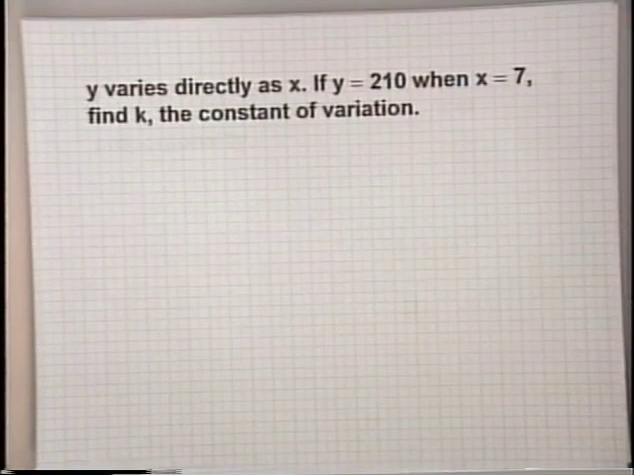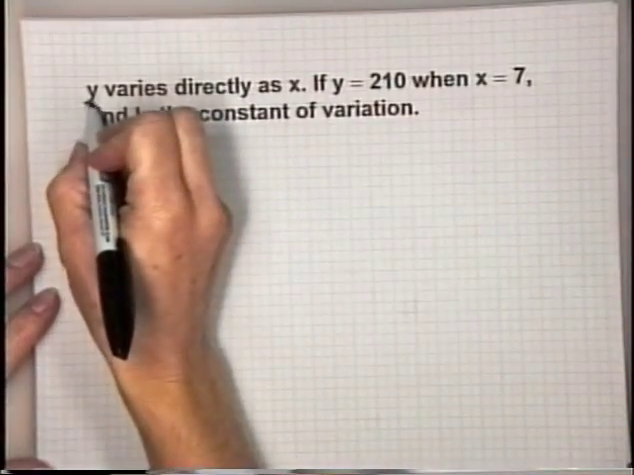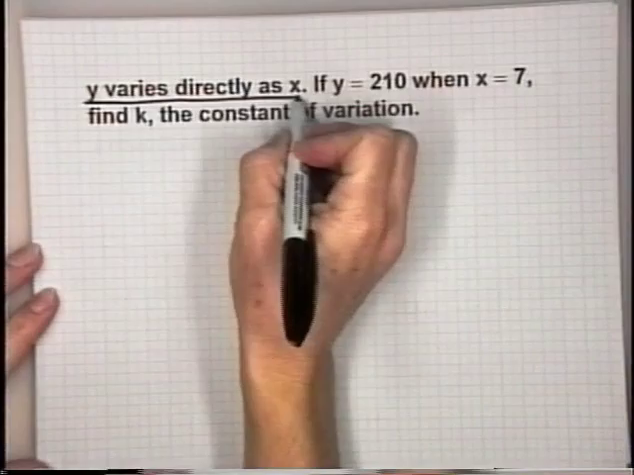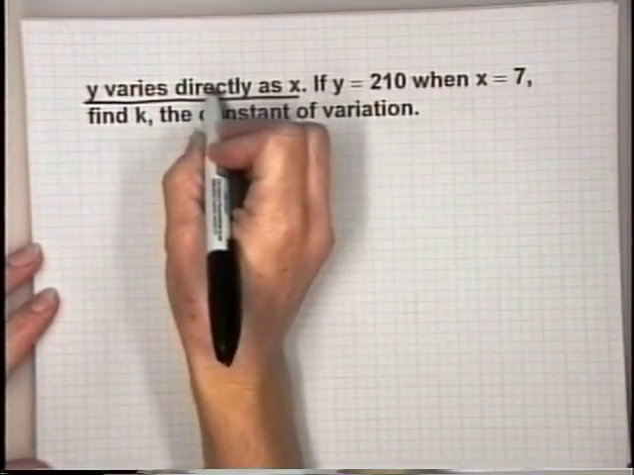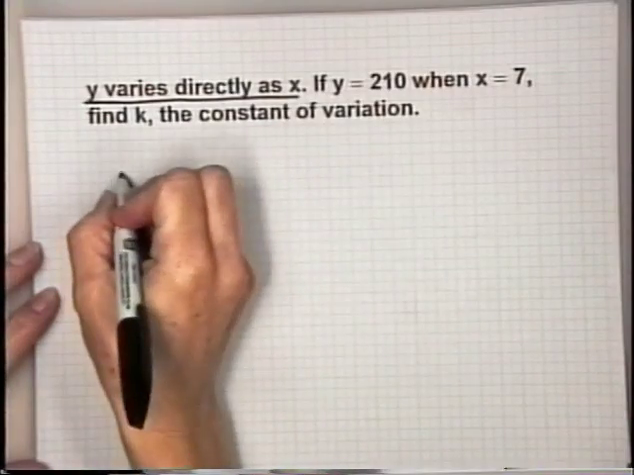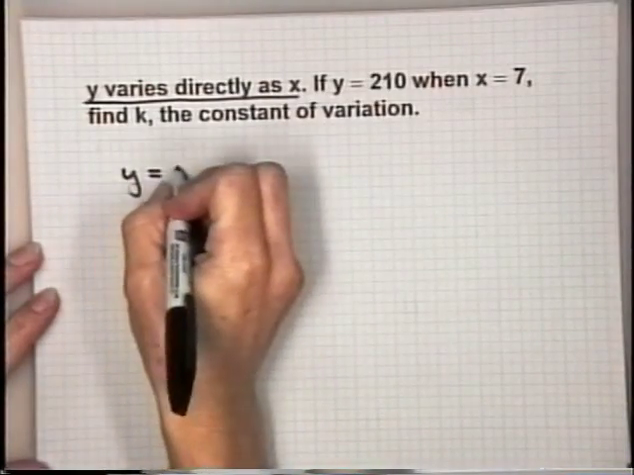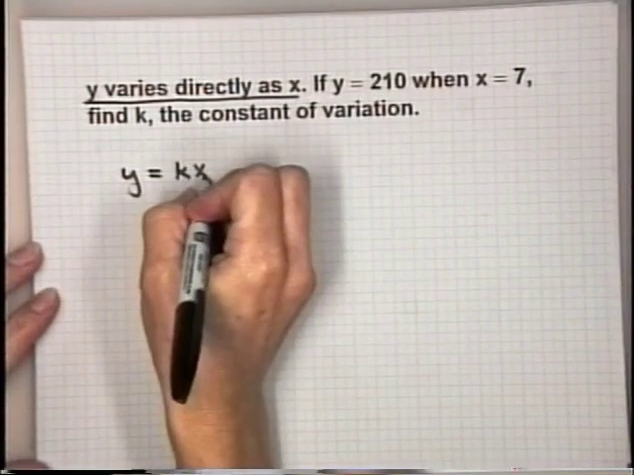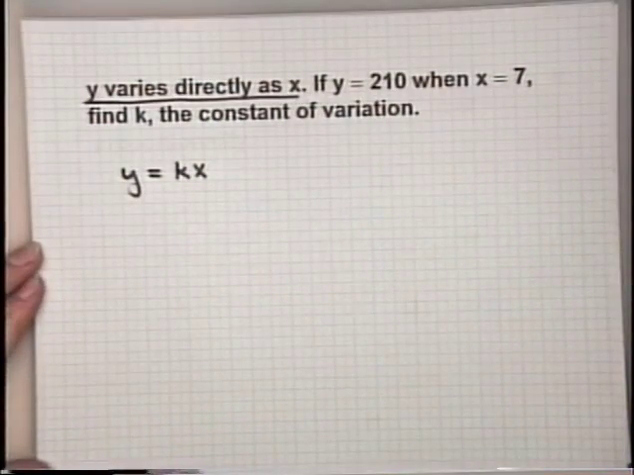Y varies directly as x. If y equals 210 when x equals 7, find k, the constant of variation. I want to call your attention to this first sentence right here. Y varies directly as x. From our definition, that means y equals some constant k times x. So we know our equation should look something like this.